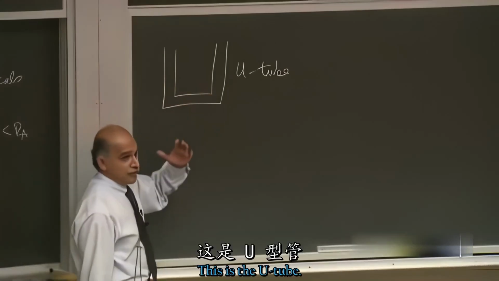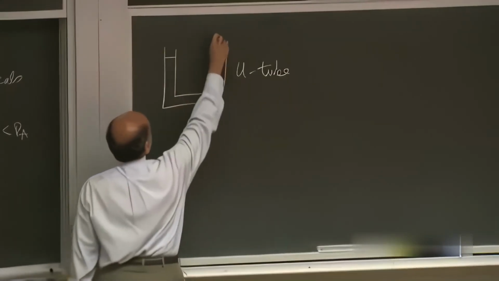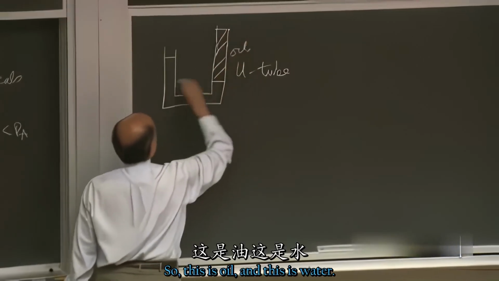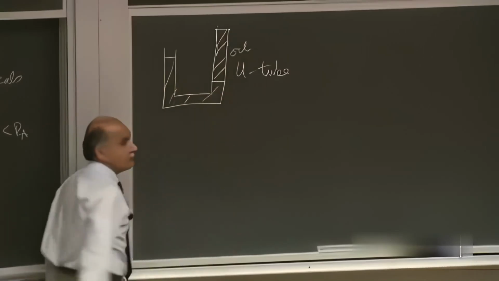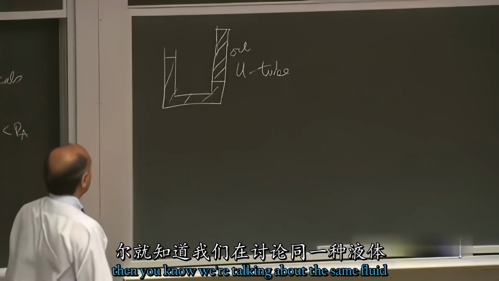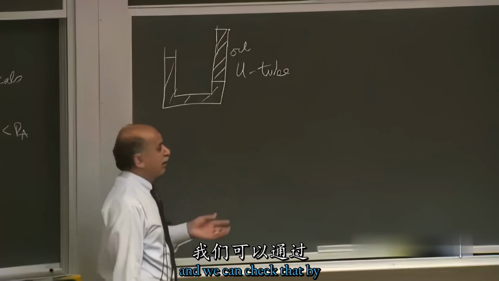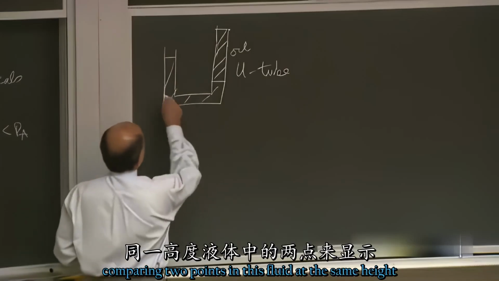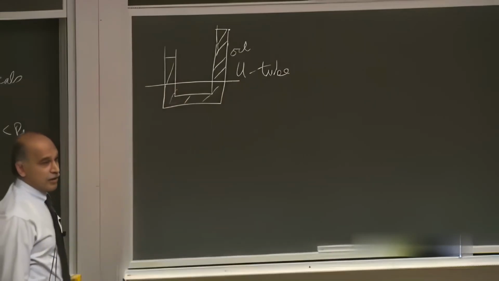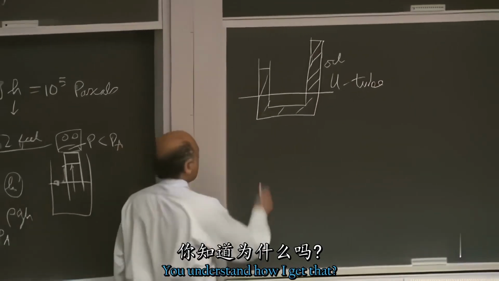This is the U-tube. Let's say you fill it up with one fluid, and this is the other fluid. So this is oil, and this is water. If the two heights were equal, then we'd be talking about the same fluid. But this is supposed to tell you that oil is less dense than water, and we can check that by comparing two points in this fluid at the same height and saying the pressure must be the same at those points. You understand how I get that?